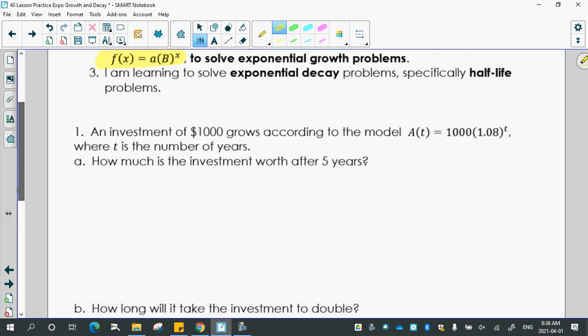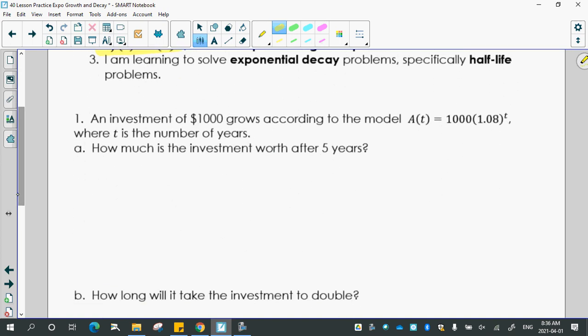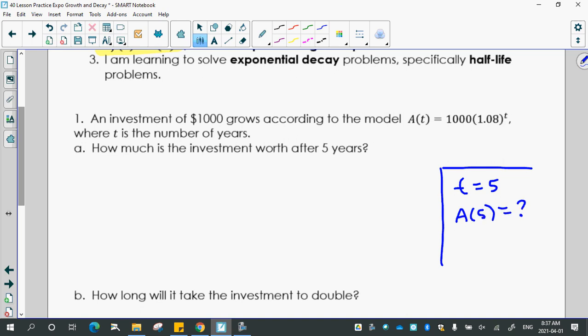All right, so an investment of $1,000 grows according to the model A at t equals 1,000 times 1.08 to the power of t, where t is the number of years. How much is the investment worth after 5 years? So if you notice, the only variables are the amount and the time. Which one are we given? The time, 5 years, and we're trying to find A at 5, the amount at 5 years.